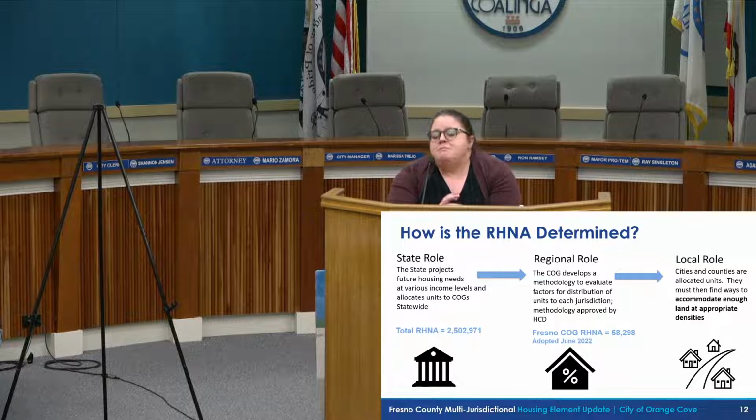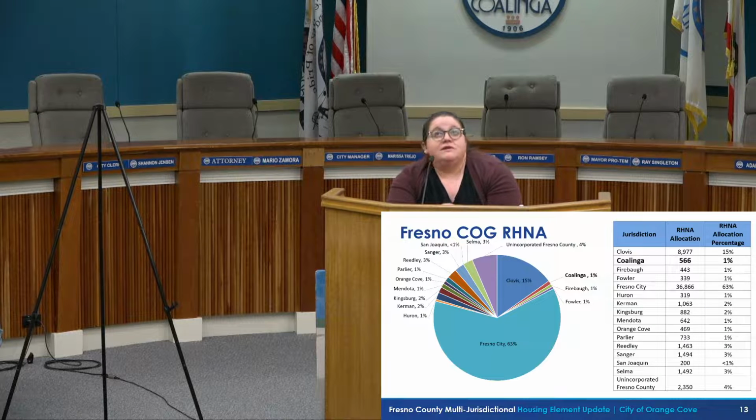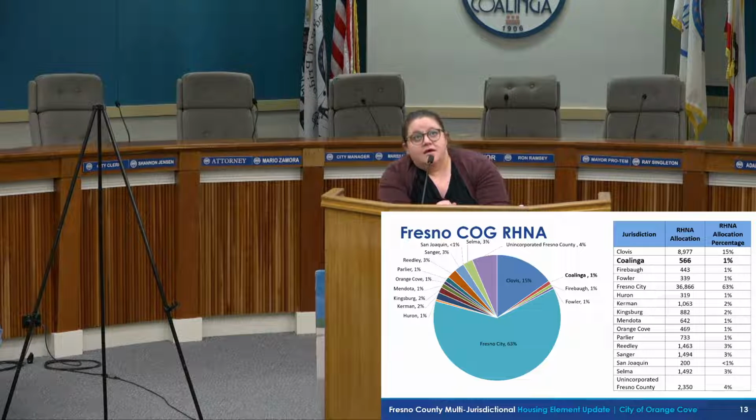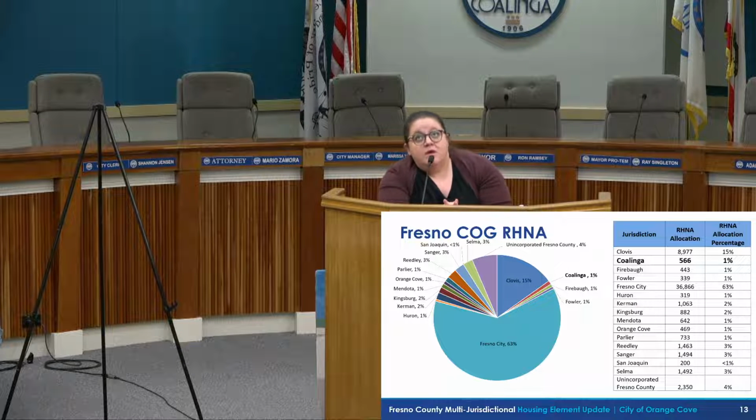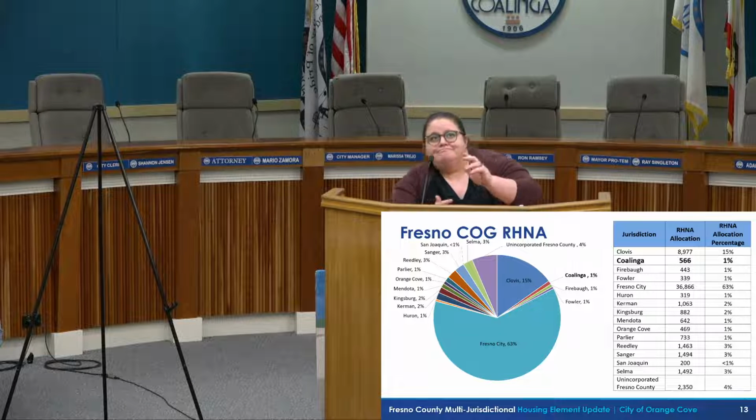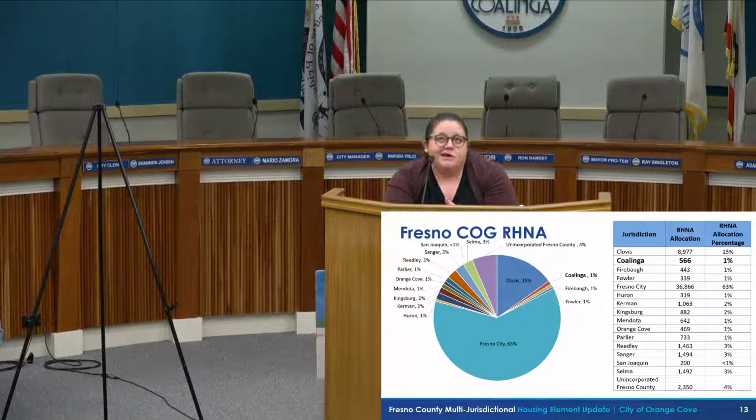So what is this magical number that Coalinga needs? Right now, it is 566 for that next cycle, representing about 1% of the county's allocation. It is broken down for your different income brackets, and we have that number in the back. And this number has not changed much since that fifth cycle, but that is what it is for this next round, 566.